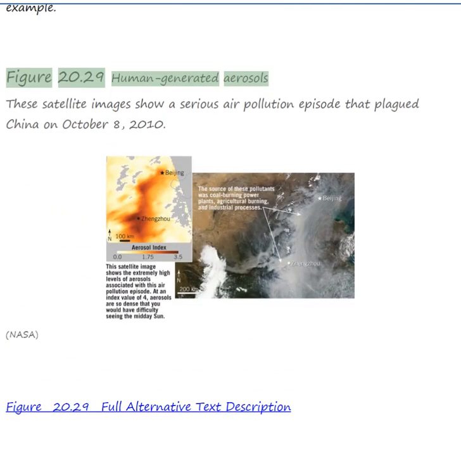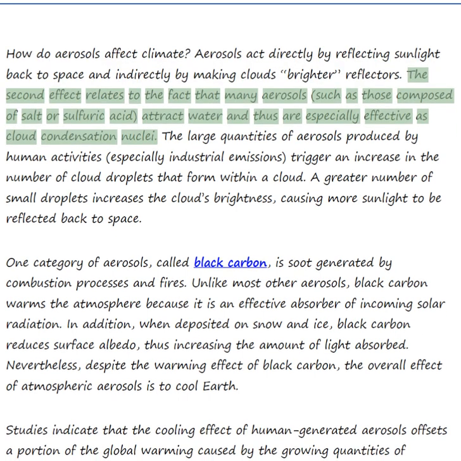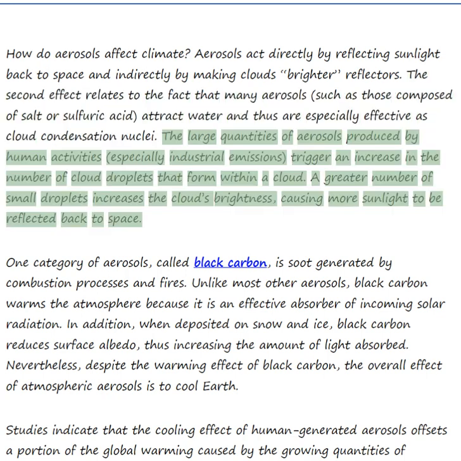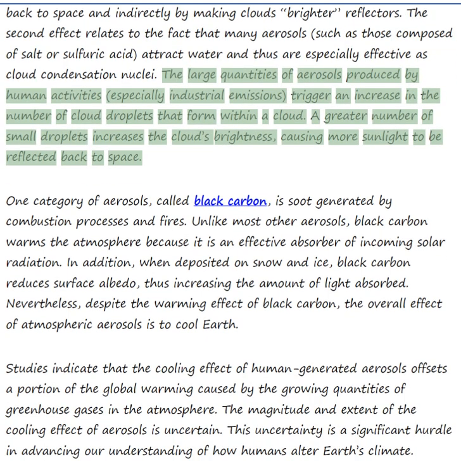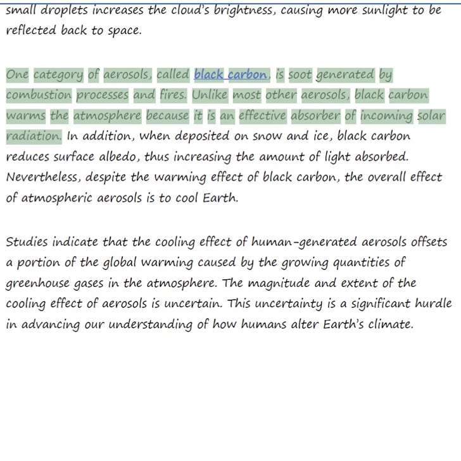Figure 20.29 Human-generated aerosols. How do aerosols affect climate? Aerosols act directly by reflecting sunlight back to space and indirectly by making clouds brighter reflectors. The second effect relates to the fact that many aerosols attract water and thus are especially effective as cloud condensation nuclei. The large quantities of aerosols produced by human activities trigger an increase in the number of cloud droplets that form within a cloud. A greater number of small droplets increases the cloud's brightness, causing more sunlight to be reflected back to space. One category of aerosols, called black carbon, is soot generated by combustion processes and fires.